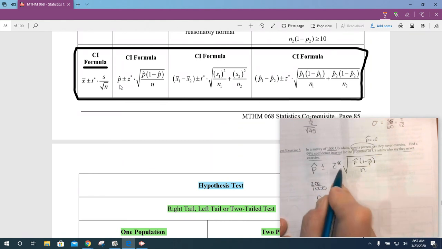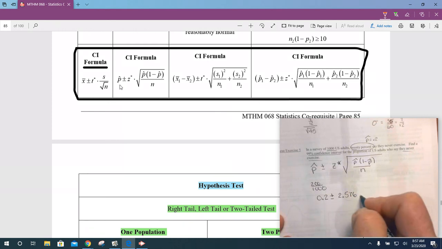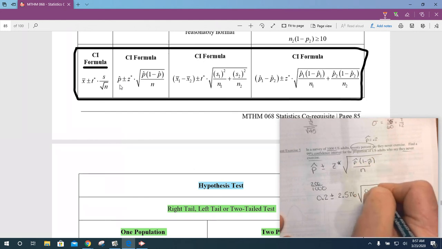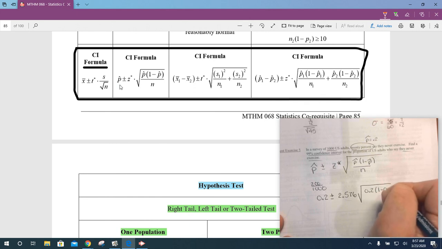Plus z star. Well, remember, you already know how to calculate z star. We've done this in our calculator. We go and we find the area of the 99%. Remember, that's 0.5% at each end because it's 1% combined. And we found that number to be 2.576. You have to remember how to get a z star from the last chapter so you can work this formula. Multiplied by, well, remember we have our p hat. Our p hat is 0.2 times 1 minus 0.2. Yes, I could write 0.8, but I'm going to write what the formula says. And I'm going to divide that by n, and n was 1,000.